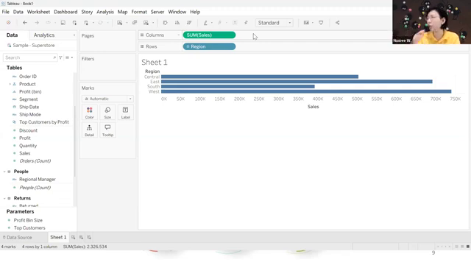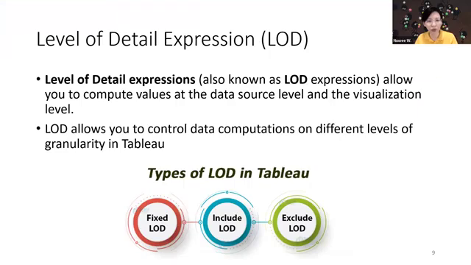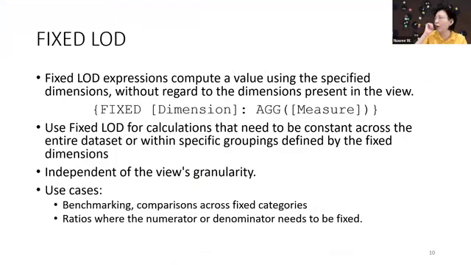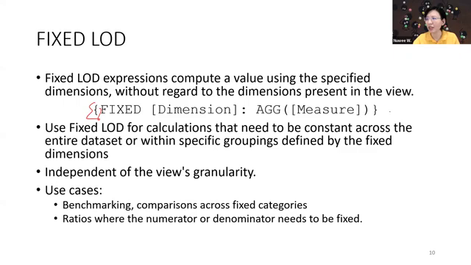It is controlled by what is shown in the view, right? So that is the first one that we introduce, which is fixed LOD. So fixed LOD means you compute the value using only the dimension that you explicitly specify in the fix. Okay? So what you do is that you use the keyword fixed. You use the parentheses like this, right?